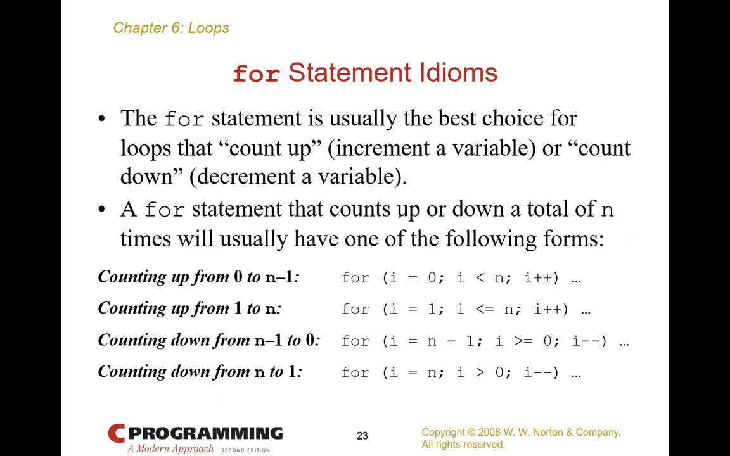The for statement is usually the best choice for loops that count up or count down. Why? Because it already has a nice structure for counting up and counting down. So this counts from starting point to when it is less than n. This counts from 1 till when it also includes n, but not beyond n. This subtracts from n minus 1 till it is low and it gets to 0. This counts from n till 1.